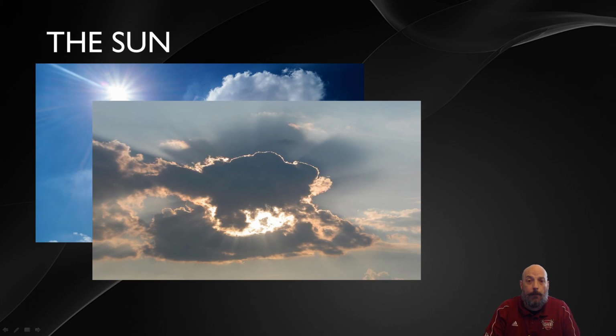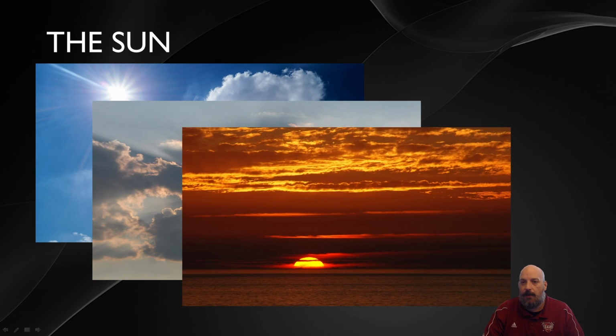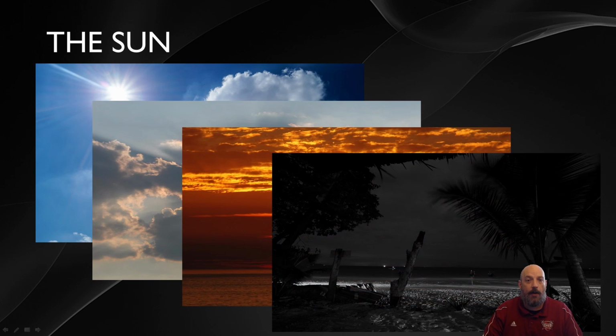So the first type of light we have is the sun, but the sun is not the best source of light because throughout the day it changes. It gets brighter, it gets darker, it changes color, and then for maybe up to half a day, it disappears. And weather conditions like clouds can come in and affect how things look.